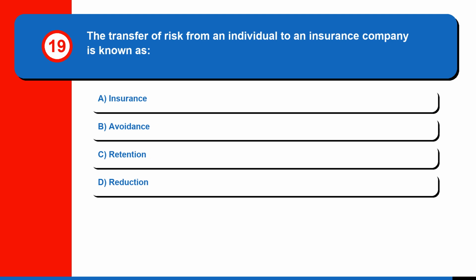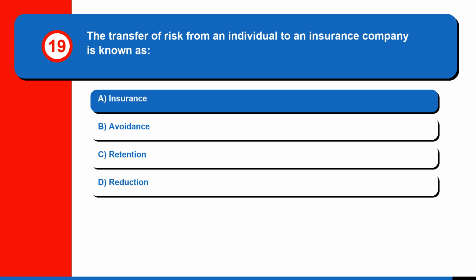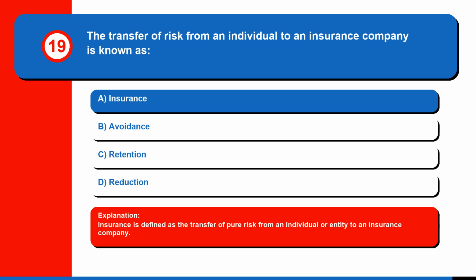Question 19. The transfer of risk from an individual to an insurance company is known as A. Insurance, B. Avoidance, C. Retention, or D. Reduction. The correct answer is A. Insurance. Insurance is defined as the transfer of pure risk from an individual or entity to an insurance company.